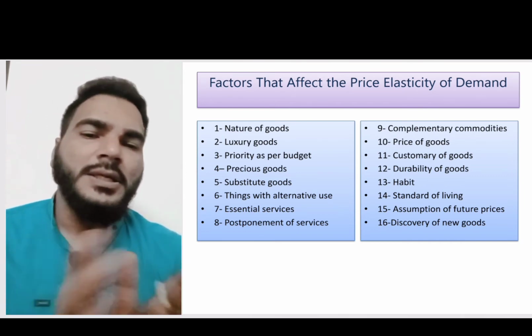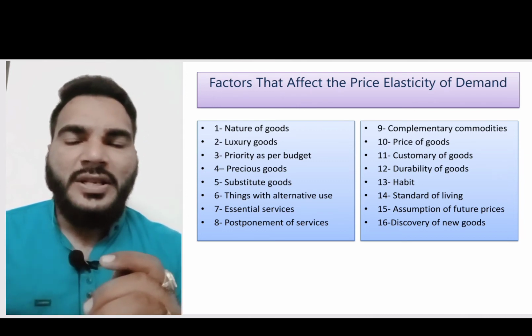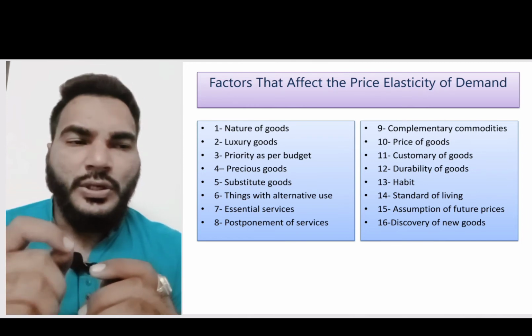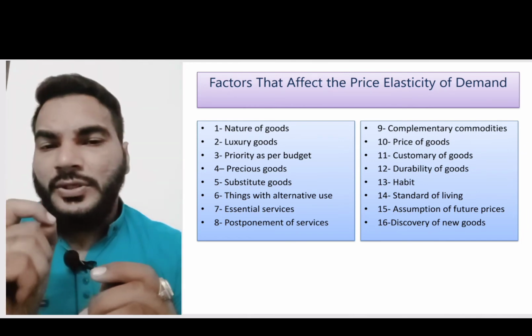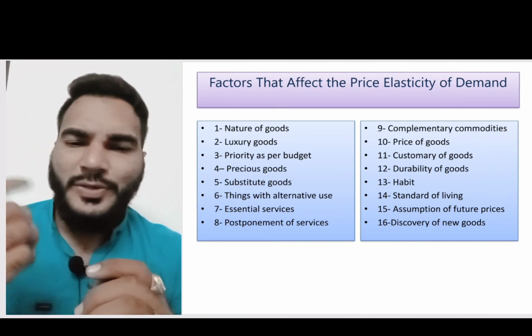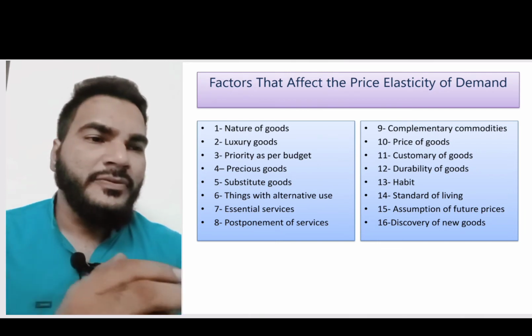So these are the complementary goods. Basically what happens here is, if the price of the main product is very low but the complementary goods are very costly, that also affects the elasticity of demand. Then we have price. Price is a very simple factor. Price actually affects the elasticity of demand.